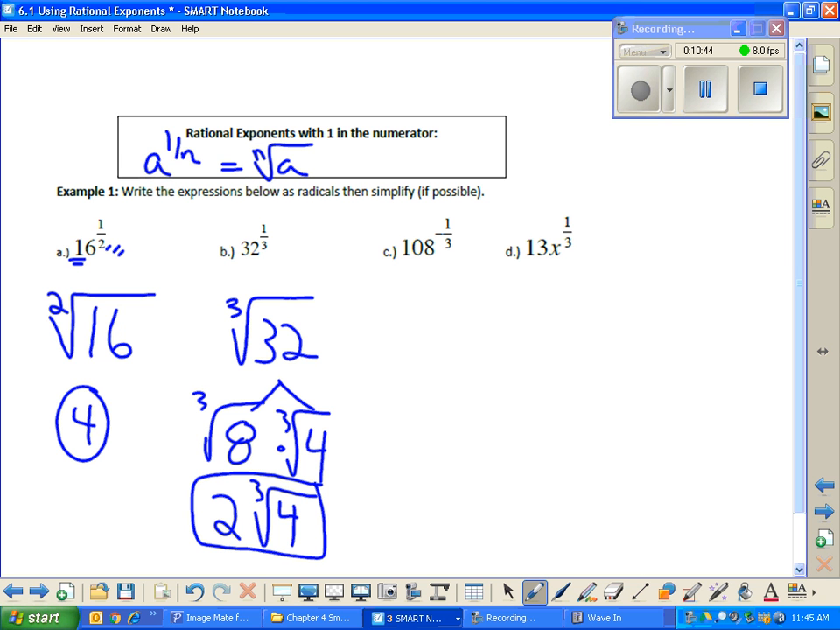Part C is a little trickier because you have a negative exponent there. That's 108 raised to the negative 1/3 power. You can't have negative exponents be in an answer. So does anybody have any ideas as to maybe what we should do first? I'm not going to write it as a radical right away. How do you get rid of negative exponents? Go, Mackenzie. Very good. Upstairs, downstairs.